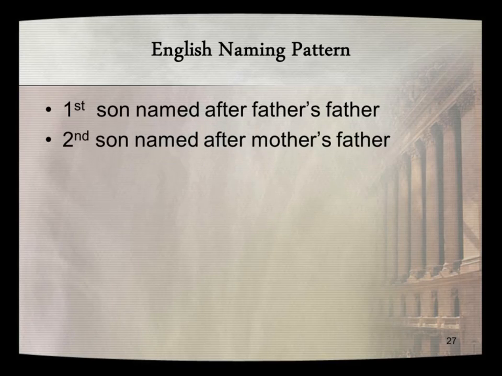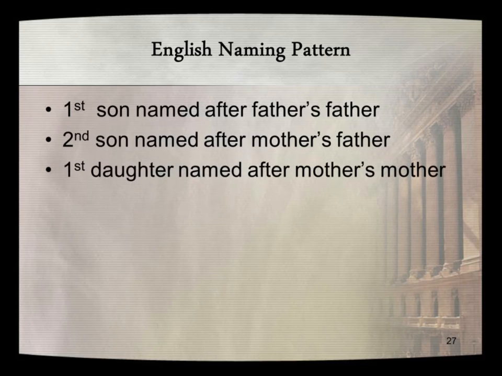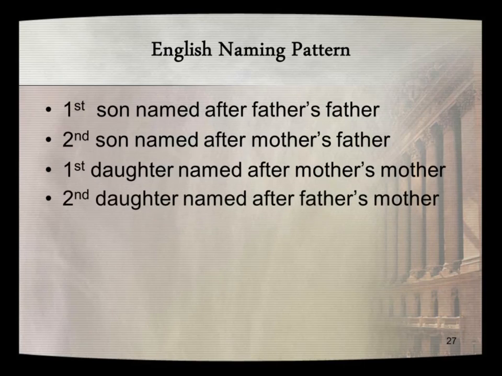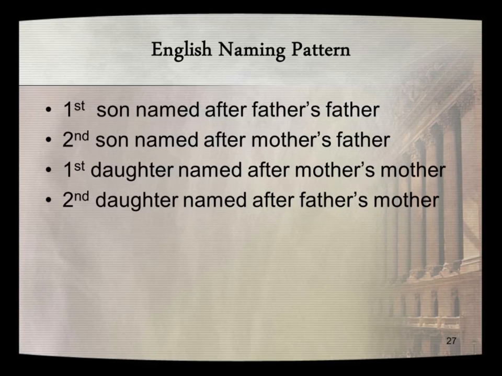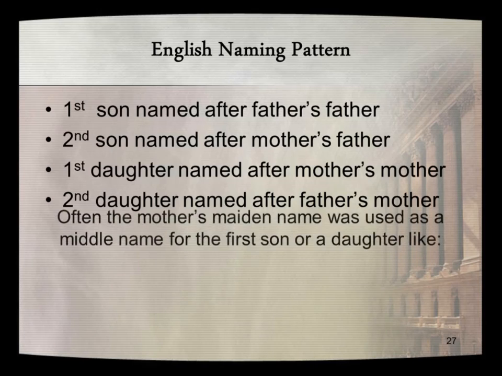There is a naming pattern because the mother's names may not have been passed down in a marriage. So we have the first son that's named after the father's father, the second son that's named after the mother's father, the first daughter named after the mother's mother, and the second daughter named after the father's mother.